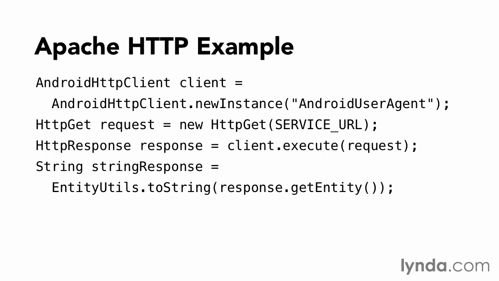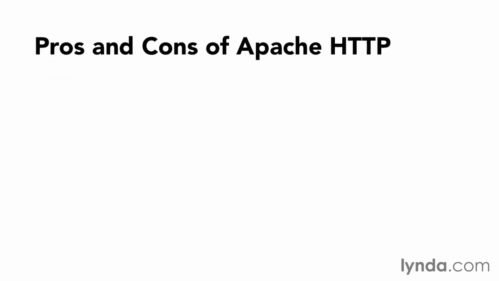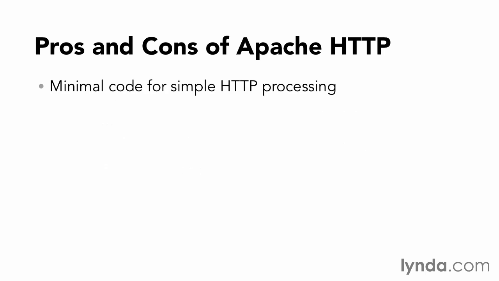You execute the request and get back a response. And then you can process the response. This code would process a simple string. The Apache HTTP client offers lots of benefits. It requires really minimal code for simple processing, and it's highly stable with very few known bugs.